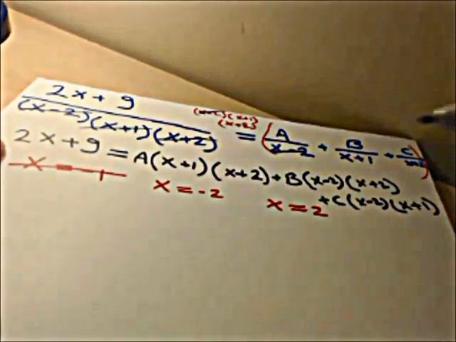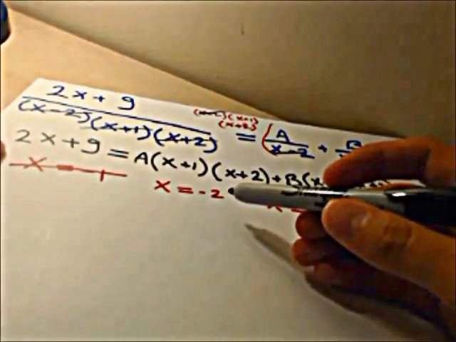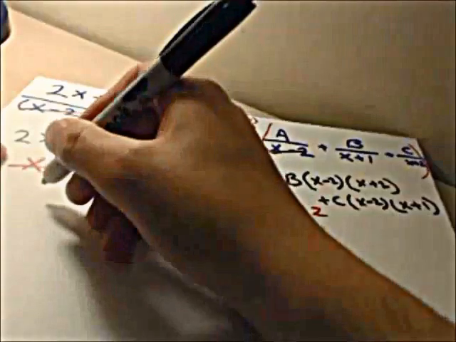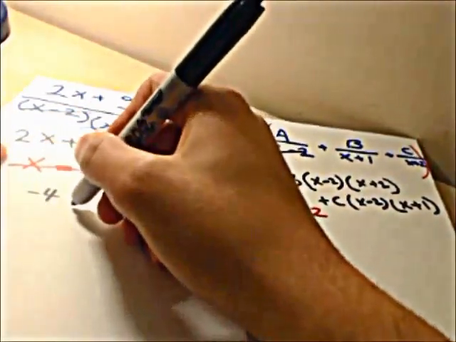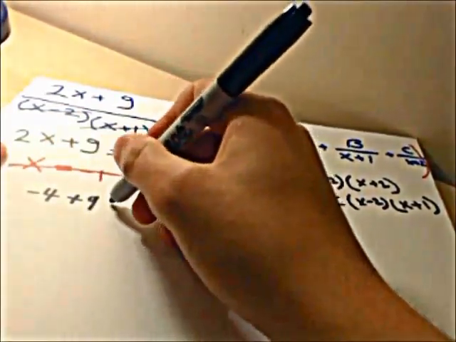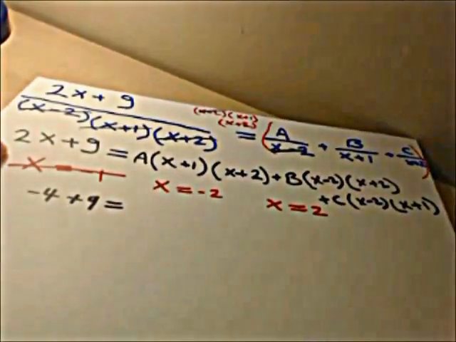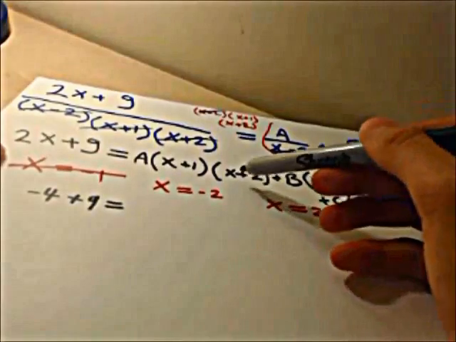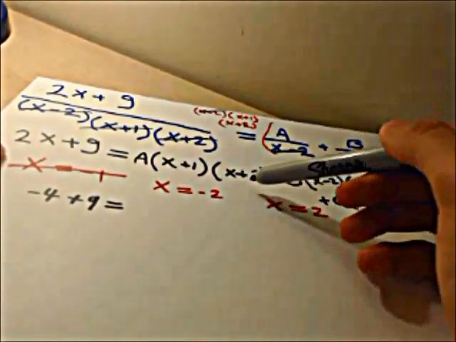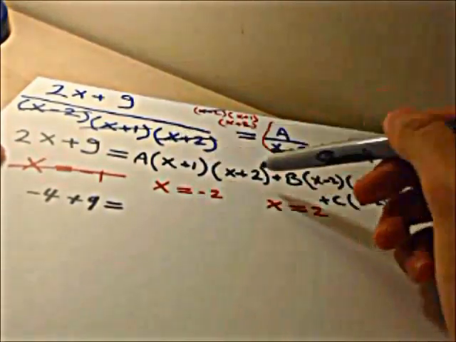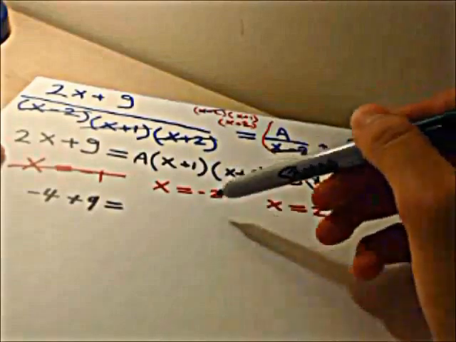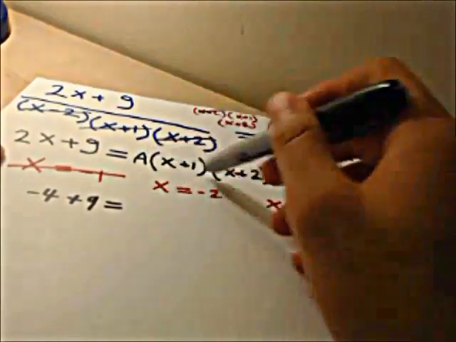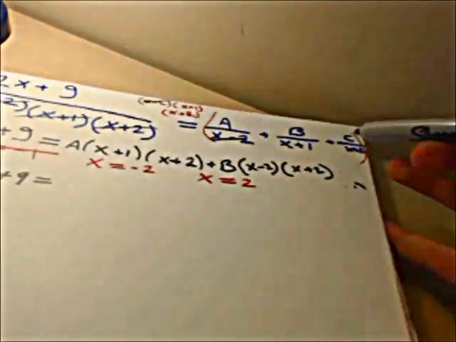So if x is equal to minus 2, then 2x plus 9 would turn to 2 times minus 2, which is minus 4, plus 9, equals a. Again, a would turn to 0, because in this term that multiplies with a, we've got x plus 2, so minus 2 plus 2 is 0. So the whole thing would go to 0. So we got rid of a.